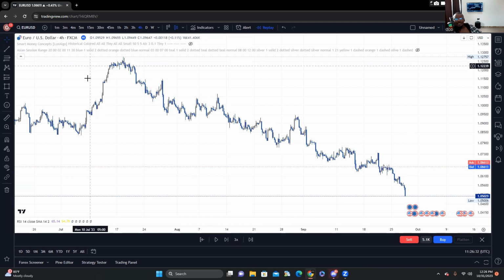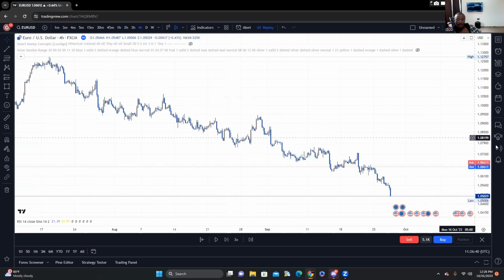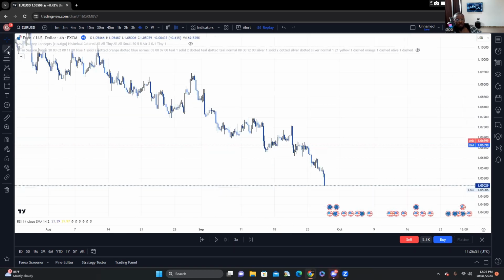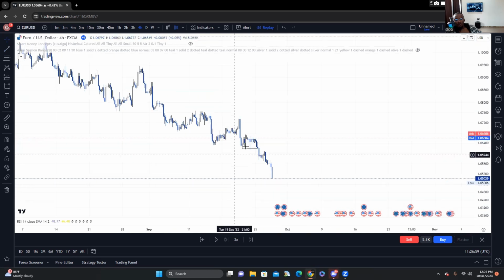Okay, so the first thing I want to do when trading smart money, or even any concept that you're trading, is to first identify the order flow in the market. In this case, we have a bearish order flow, or a bearish market structure. Why? Because we see that the market is making a series of lower lows and lower highs. Looking at it from this big 4-hour time frame, the last lower low that I can see is somewhere around here. That's the last break of structure.